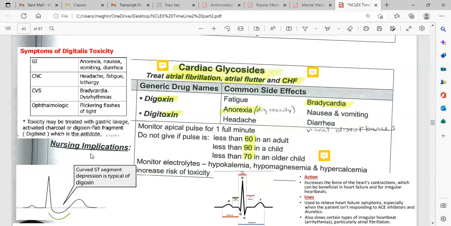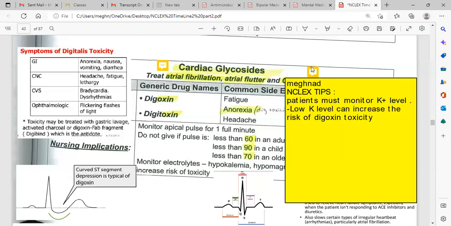So what are the nursing implementations? We monitor the apical pulse for one full minute. This is an NCLEX point: one full minute we need to count the apical pulse. Do not give digoxin if the pulse rate is less than 60 in the case of an adult, less than 90 in the case of a child, or less than 70 in an older child. So before giving this medication, as a nurse, we have to check the pulse rate, right?